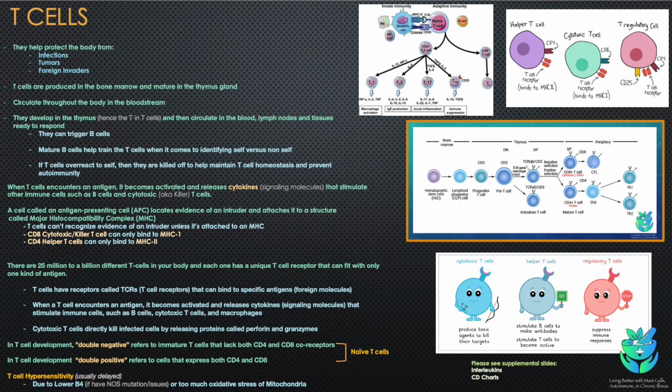When a T cell encounters an antigen, it becomes activated and releases cytokines. And remember, cytokines are those signaling molecules that stimulate other immune cells such as B cells and cytotoxic, aka killer T cells. Let's take a look at a short video to help you put the picture together.